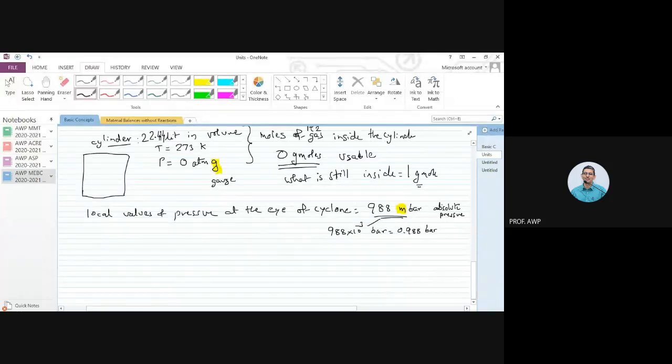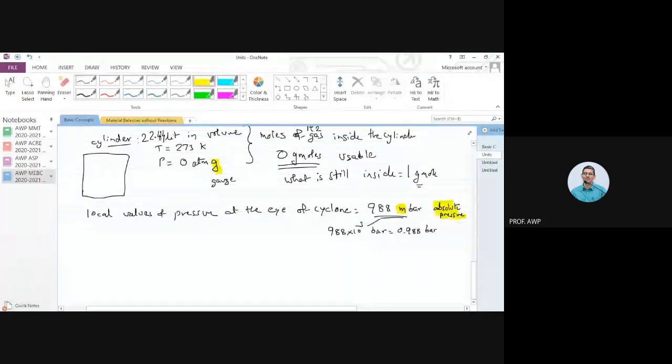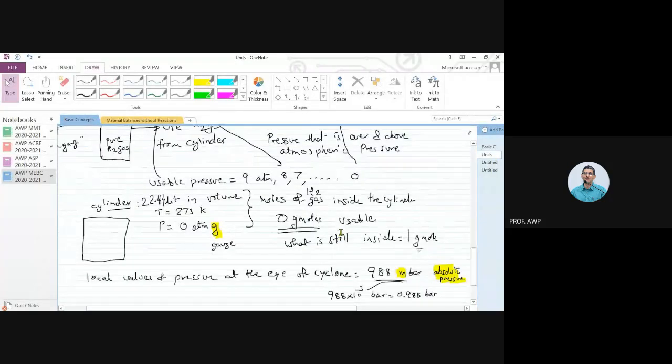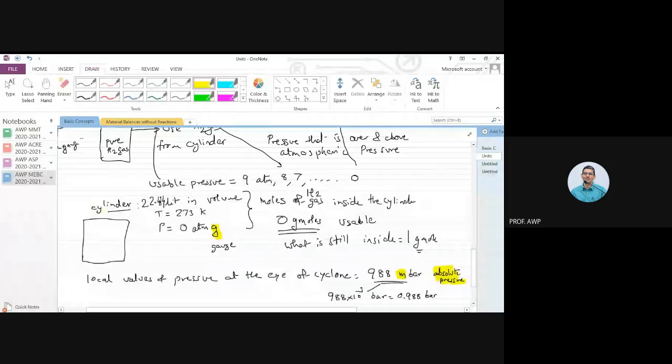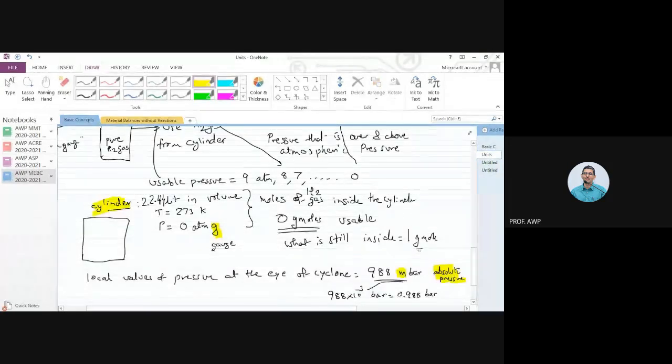So here we are talking about absolute pressure because we are talking about weather, the local air pressure. But when we are talking about cylinders or equipment that are there in a plant, we would talk in terms of gauge pressure.